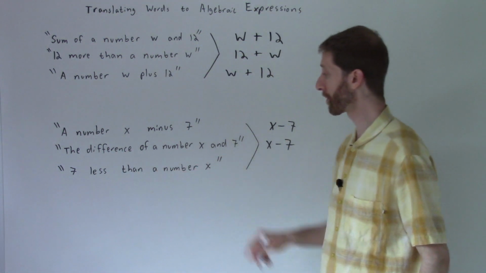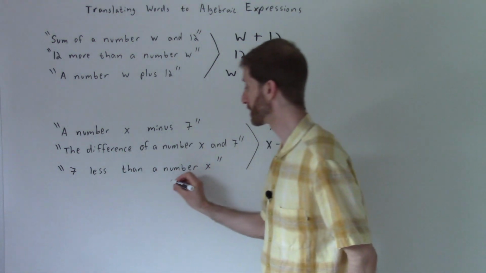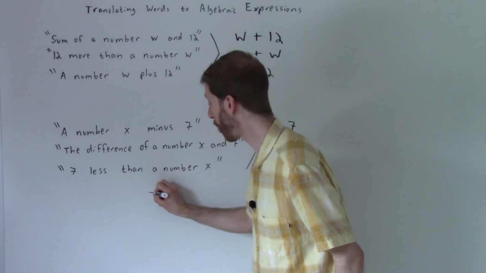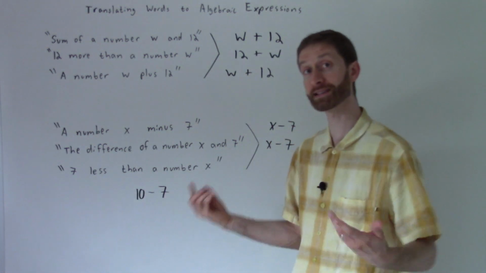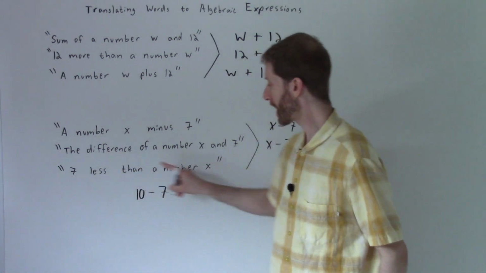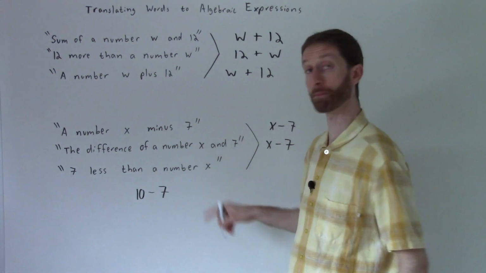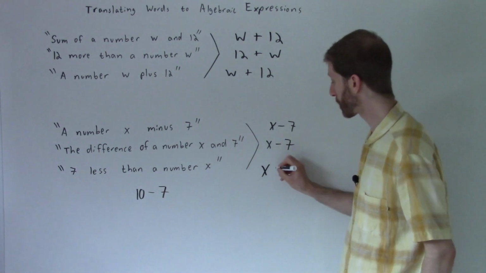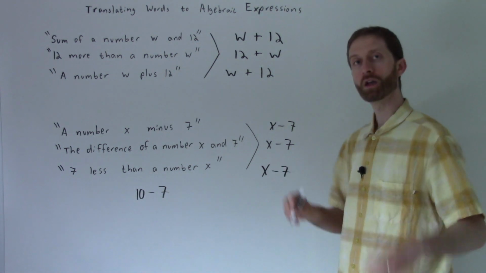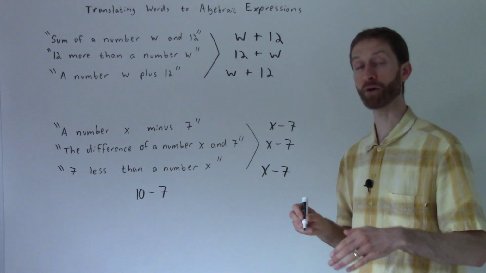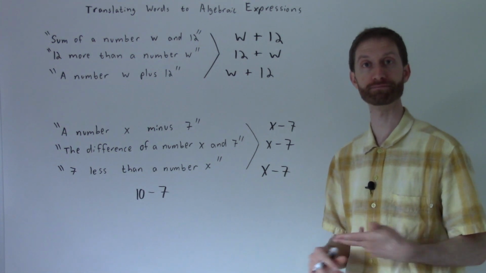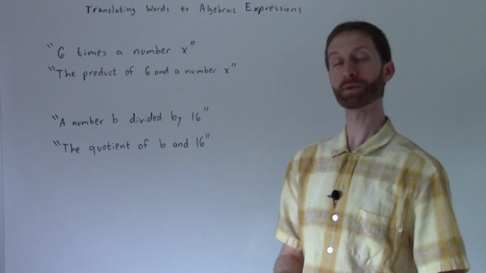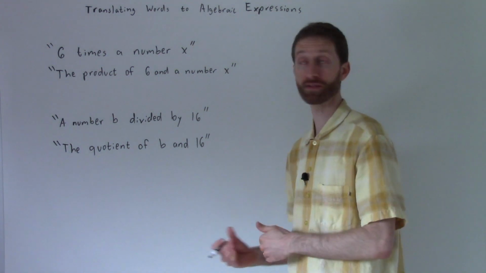This one often confuses people with the order of how to write it, but it's not bad. 7 less than a number x. Well, the way I think of this is, if I have 7 less than 10, that would be taking 7 away from 10, or doing 10 minus 7. So if I have 7 less than a number x, the number x is like that number 10 in the last piece, so we're taking 7 away from it. We are going to look in the next clip at how to translate multiplication and division.